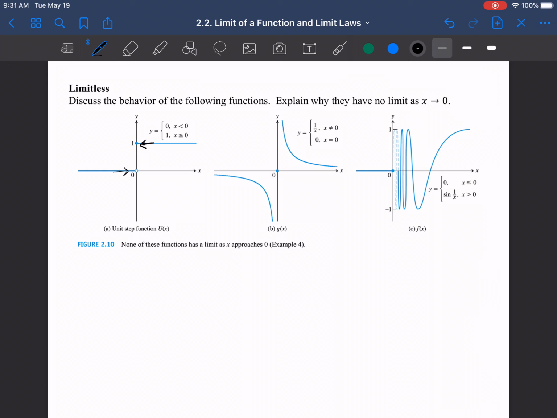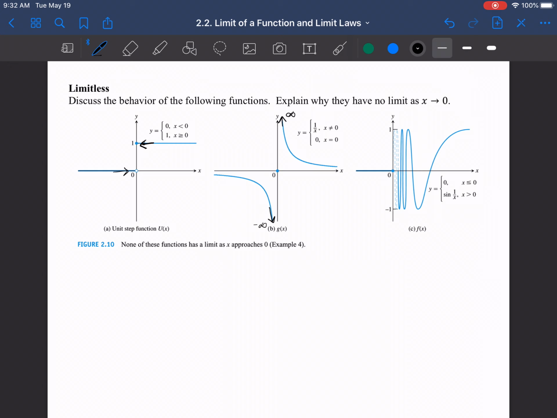The next one, you'll notice as we go towards 0 from the negative side, we're going down to negative infinity. As we go from the positive side, we're going up to positive infinity. So again, they don't match. It's broken, it's disconnected. We don't have a limit there. So both of those are not going to give a limit.